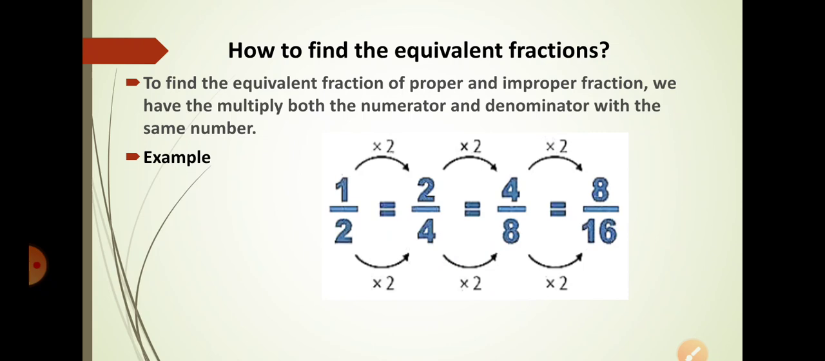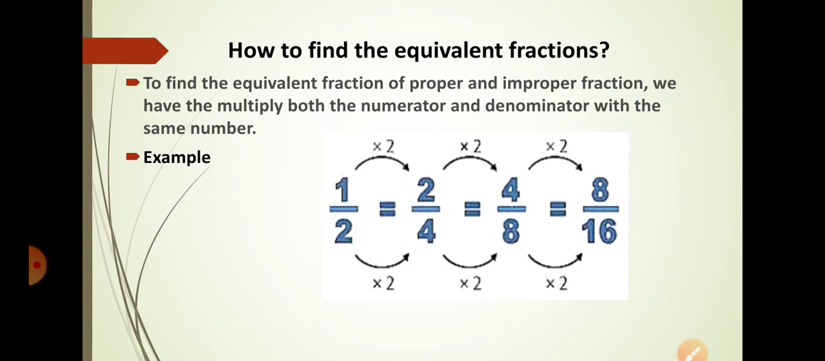Clear? Now how to find an equivalent fraction? You are given a fraction and you have to find an equivalent fraction. So what do you have to do? You have to multiply the numerator and denominator by the same number. You have to multiply both the numerator and denominator by the same number. I have given one example here.